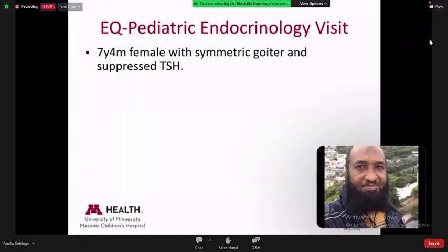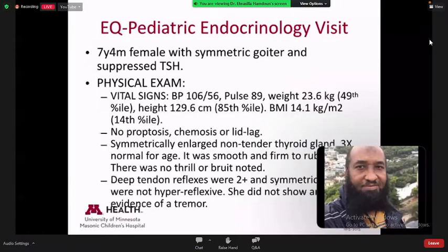So we have a 7-year-old with symmetrical goiter, TSH, the physical exam. We have the pulse, I think is the most important, blood pressure and pulse.